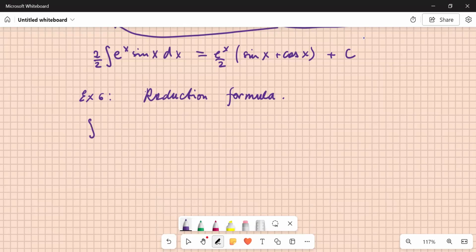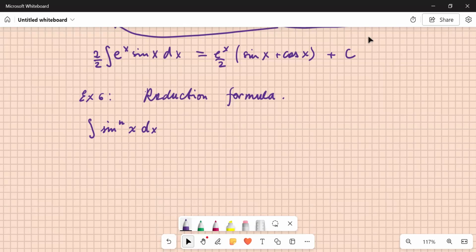So I'm going to integrate sine to the power of n of x dx. n is just a natural number, like 1, 2, 3, 4. Well, for 1, we probably don't need it. We do have the integral. But 2, 3, 4, and any others, we need them.